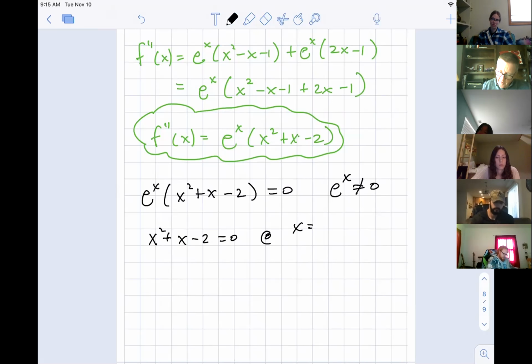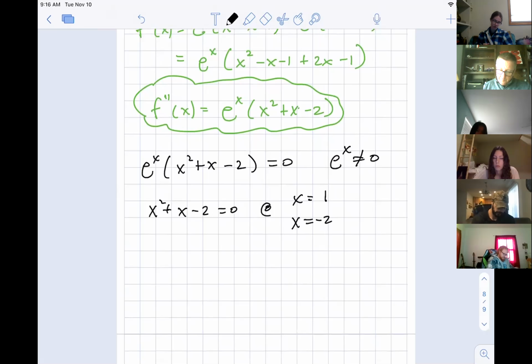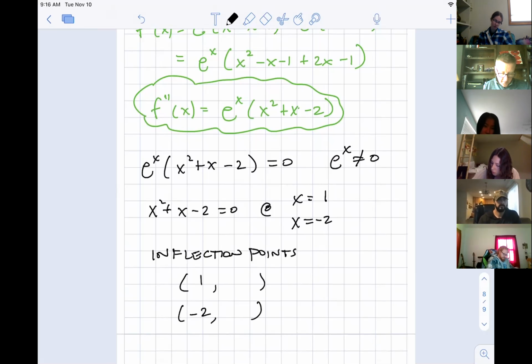Hey, that's fun. I actually got whole numbered answers. X is 1 and x is negative 2. I didn't have to approximate this time. That's really kind of cool. And so in the interest of time, I'm going to quickly say then that the inflection points are at 1 something and negative 2 something. And what are those somethings?